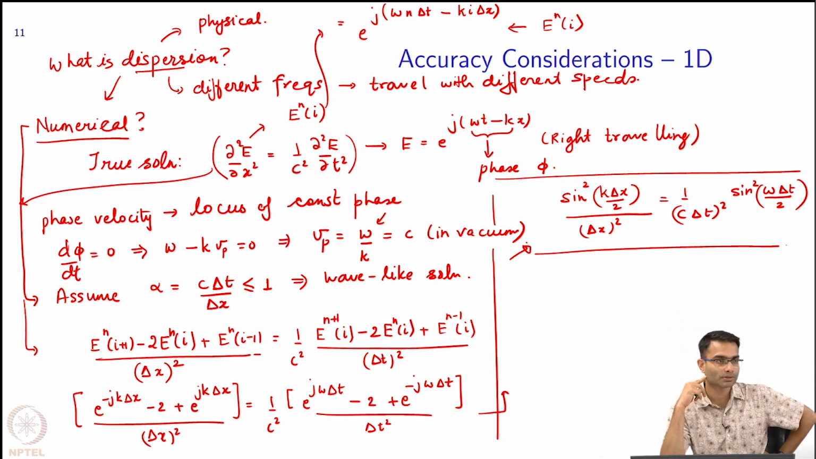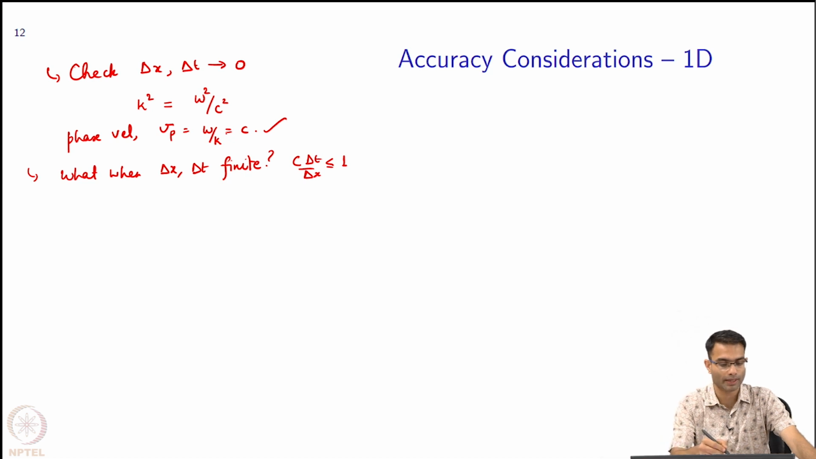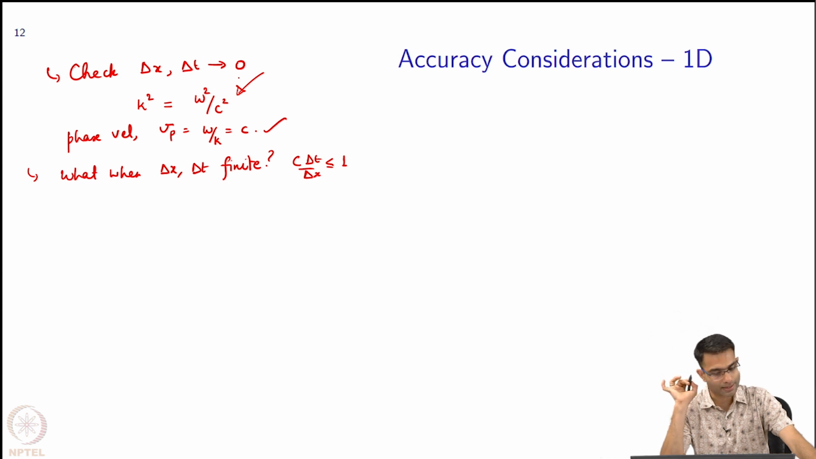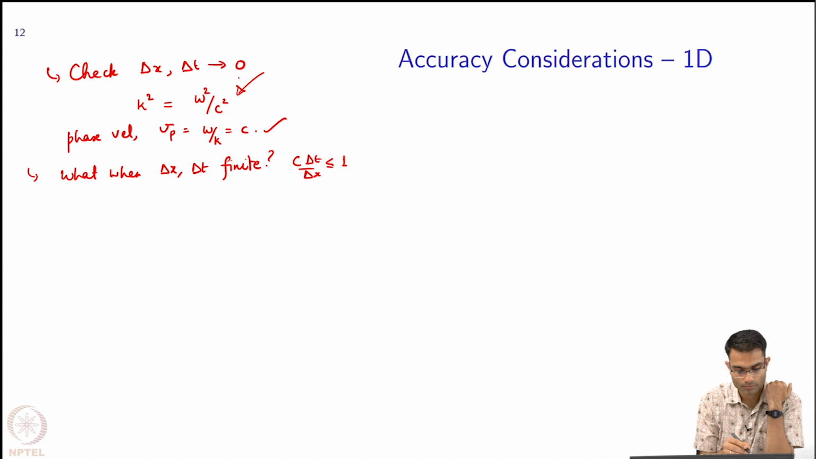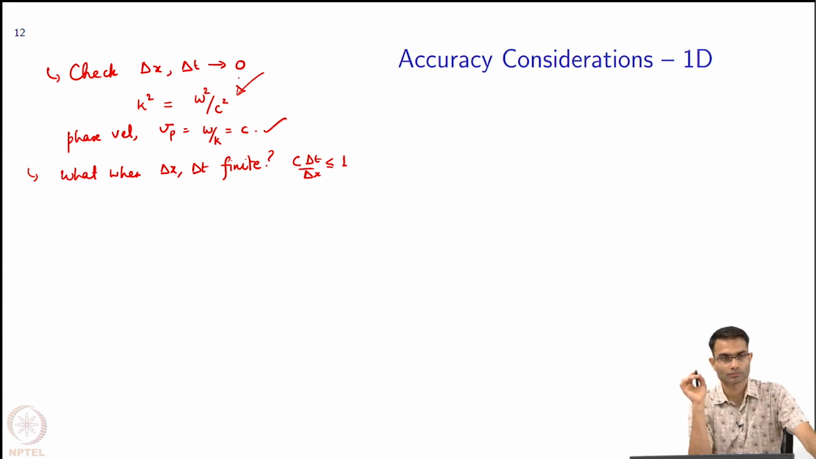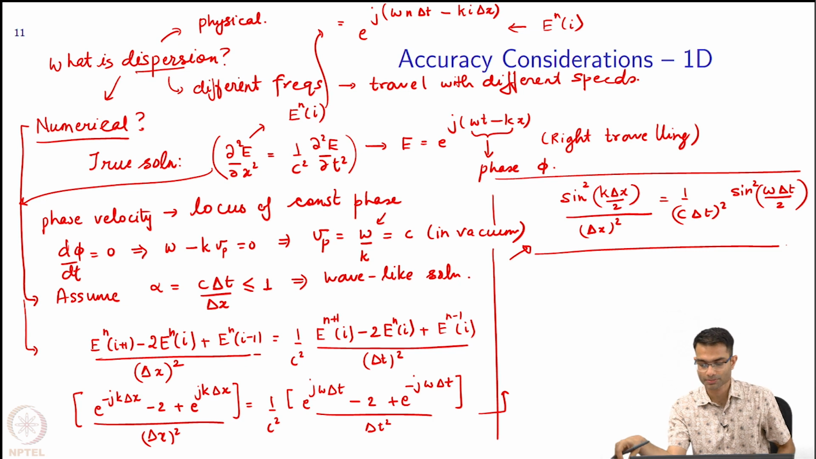Can you think of a relation or a condition where you will get the ratio, like we got in this case, omega by k is equal to c, when I took delta x delta t tending to 0? Can I get the same relation k square is equal to omega square by c squared for finite delta x and delta t? So, you can look at this expression over here. Remember, you can play with alpha, where alpha is this c delta t by delta x, it is in your hand.